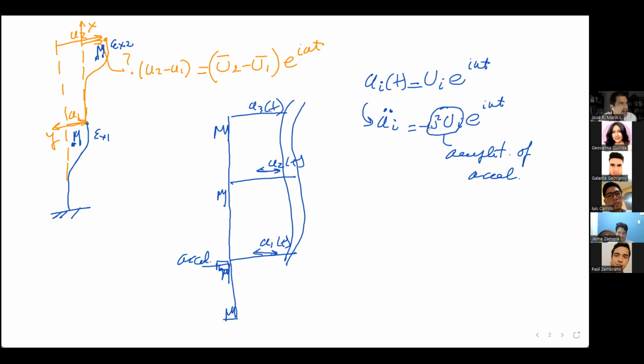Group one, who is in group one? Who is in group one, people? Turn on your cameras, please. Turn on your cameras. I would like to see your faces. Okay, who is in group one, people?